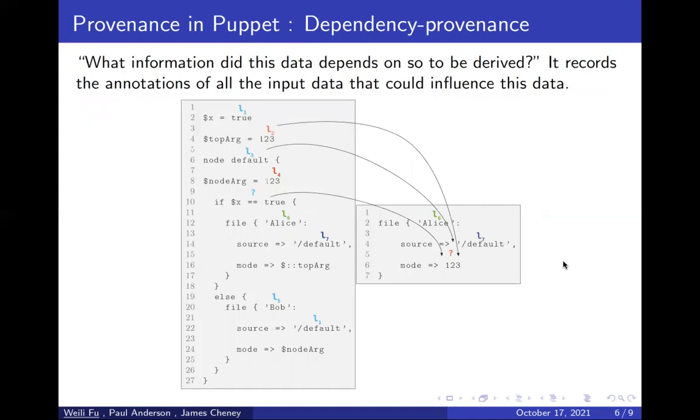Dependency provenance tells what information this data depended on, so to derive by recording the annotations of all the input data that could influence this data. The labels on the output are a set of labels that represent this input data.